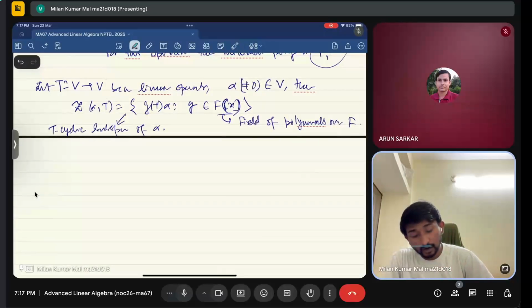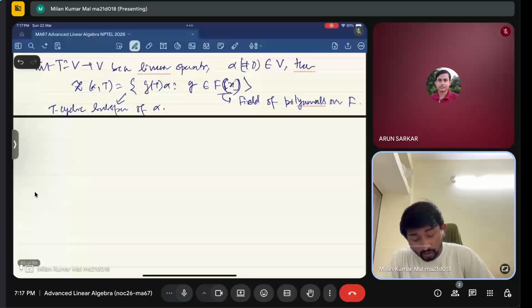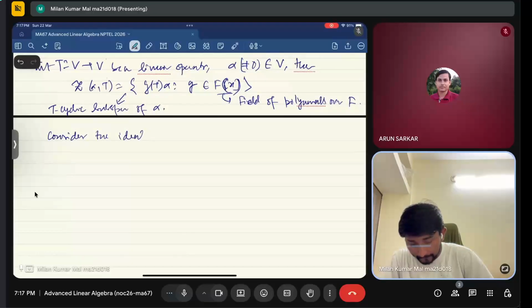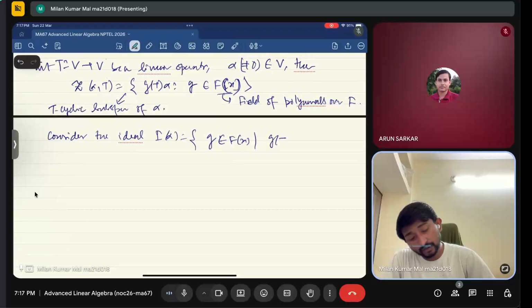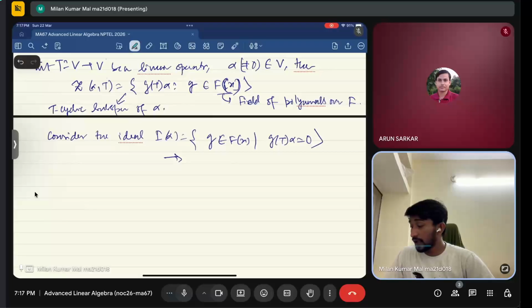Now, corresponding to this, we consider the ideal I alpha, which equals all those polynomials g coming from F[x] such that g(T) alpha equals 0. This is called the T-annihilator.